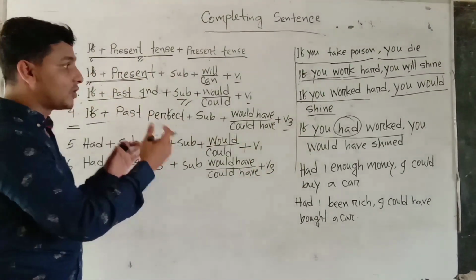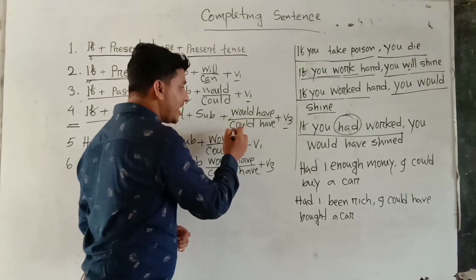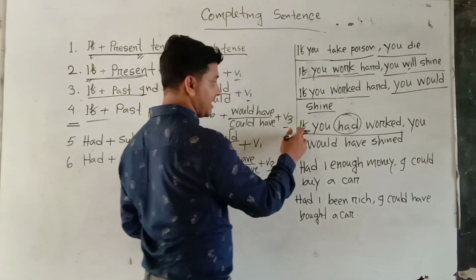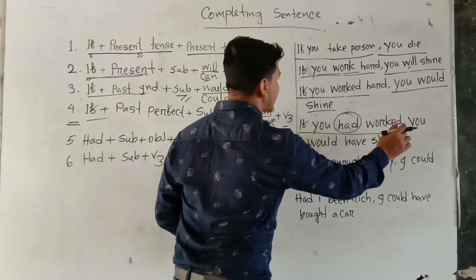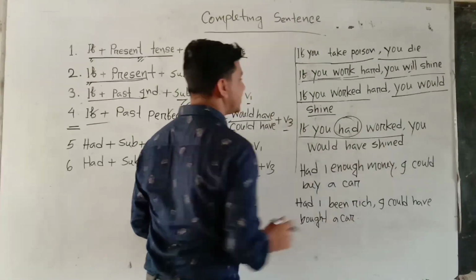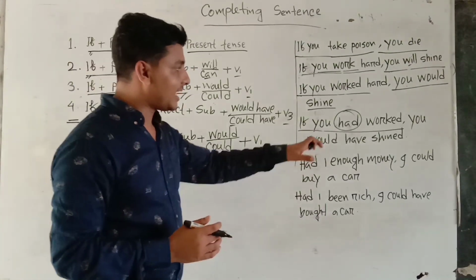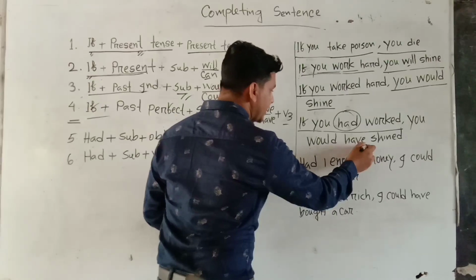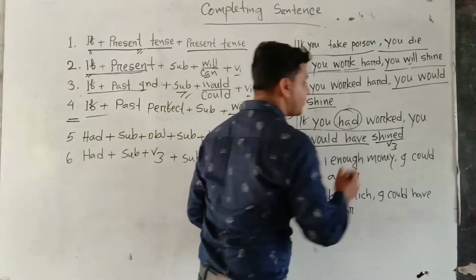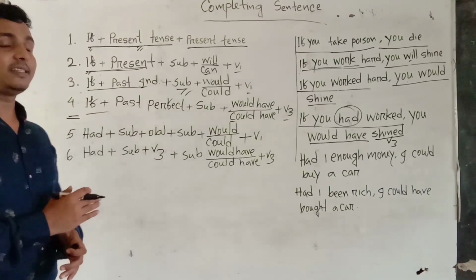Whenever the if clause is in the past perfect, the other part of the sentence will use would have or could have. The verb will be in the past participle form. Here I have mentioned this example: if you had worked hard, you would have shined. Here the first part of the sentence is in the past perfect. The other part of the sentence is completed using would have, and the verb is in the third form, the past participle form. This is the basic difference among these three conditionals.